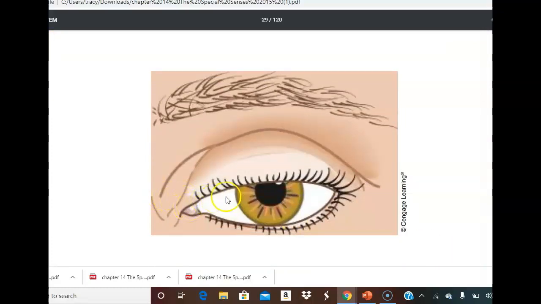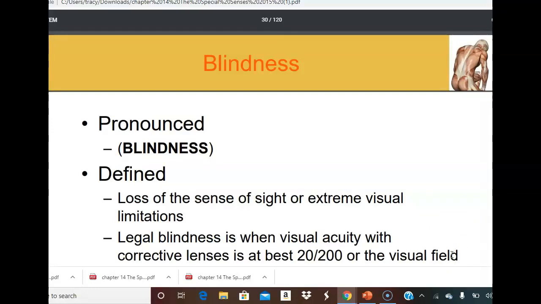Sorry, let me get it in view. So you can see this one's partially drooping, but the problem is if it's weakened, it can obstruct the vision here because you can see the pupil is partially obstructed. So it's going to give you not really a blindness, but just a difficulty with vision. Plus, if we're not blinking enough, you can also get a dry eye from this. So that's why this condition can be problematic.